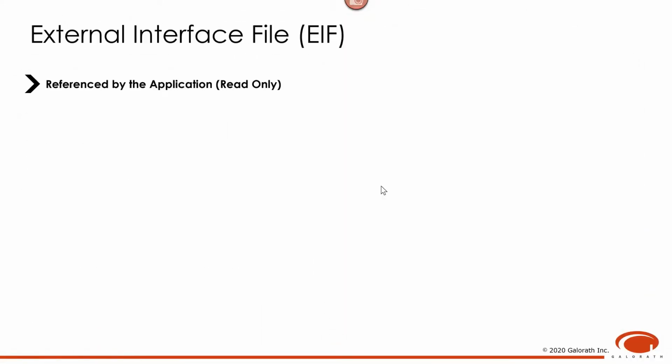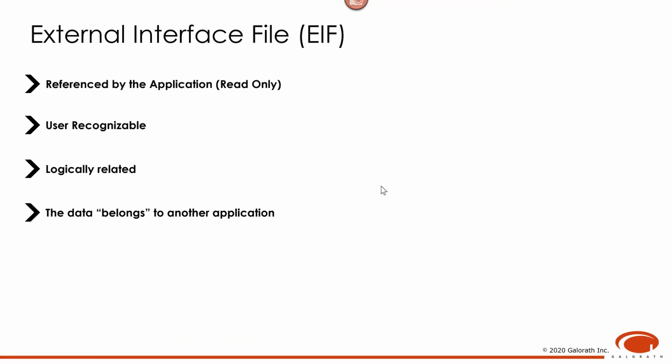The next type of data files are external interface files, or EIFs. An external interface file is basically a group of data that is referenced by the application, basically a read-only file. An external interface file is also user-recognizable and logically related. And finally, an external interface file is data that belongs to another application. So this data is maintained by an external application, which is not the application that we are counting.